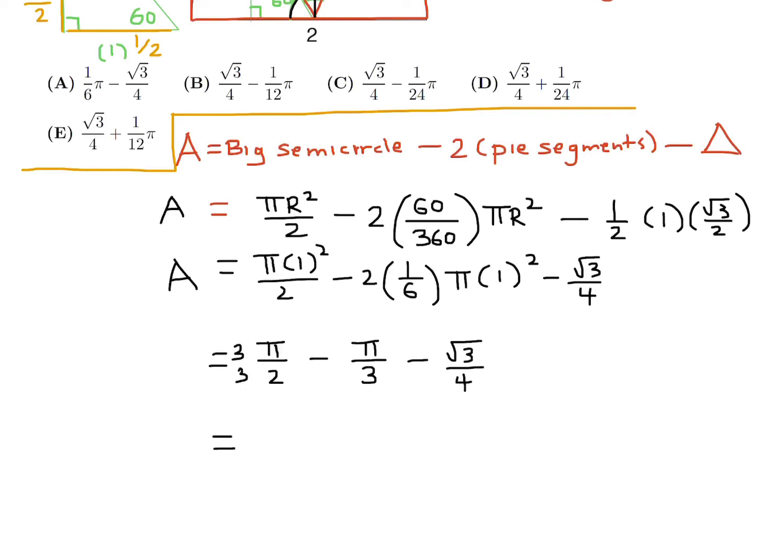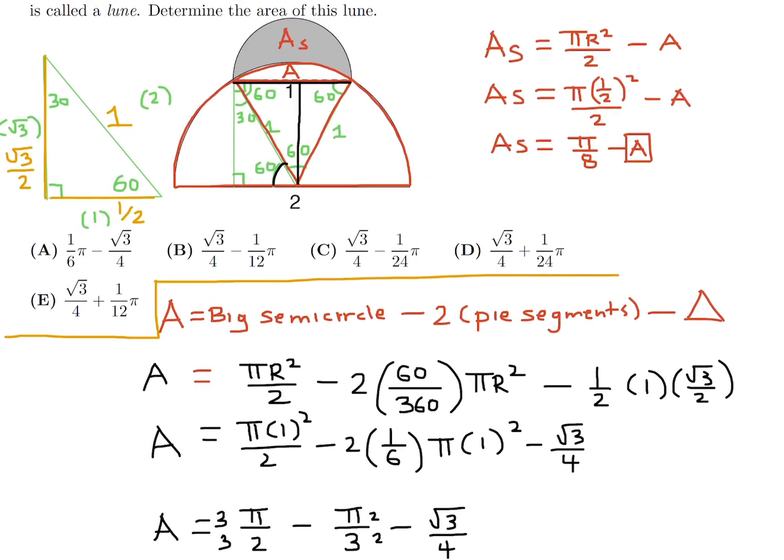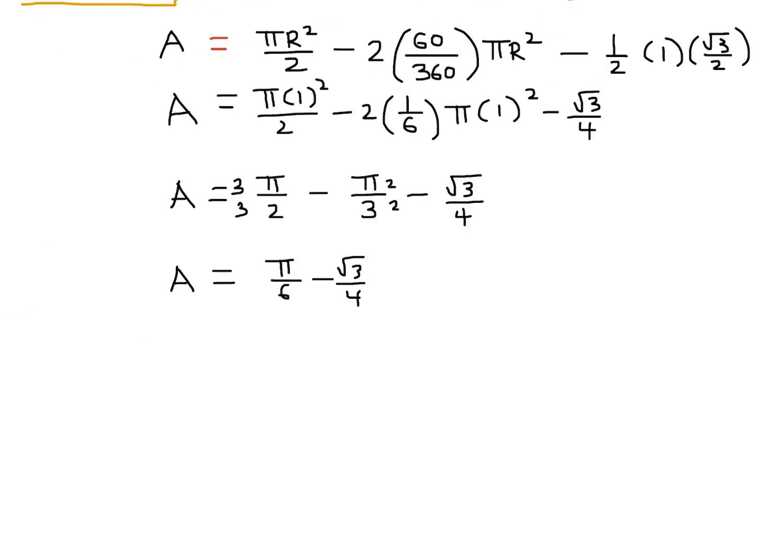Get a common denominator, 3, 3, 2, 2, and this becomes 3 pi minus 2 pi, which is pi over 6, minus √3/4. And that is our region A. And that's it. We've got region A, and now we can finally figure out the region that we are most interested in, which is the area of the shaded region right there. Area of the shaded region is pi over 8 minus A.